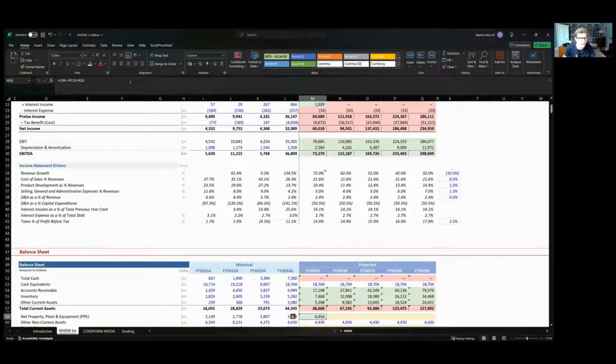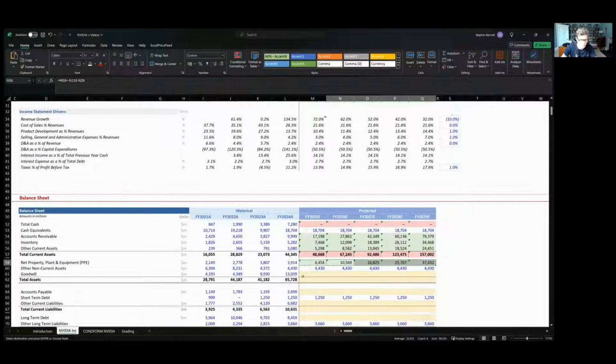So remember, previous year, plus M110, which is your CapEx. You obviously have to turn the negative into a positive from the cash flow to the balance sheet, and then minus your depreciation and amortization. And look, that should go green.